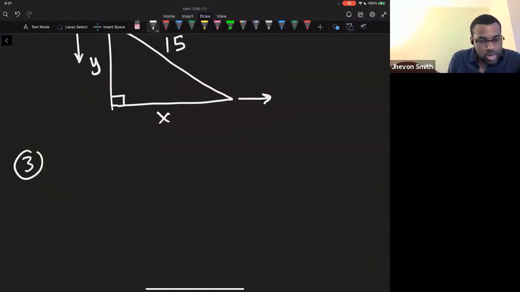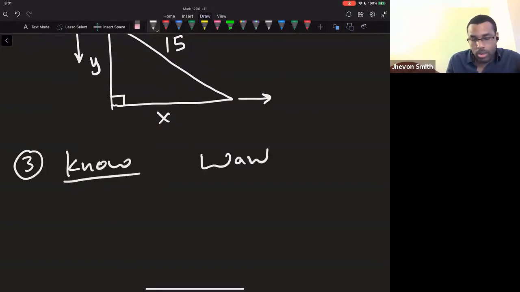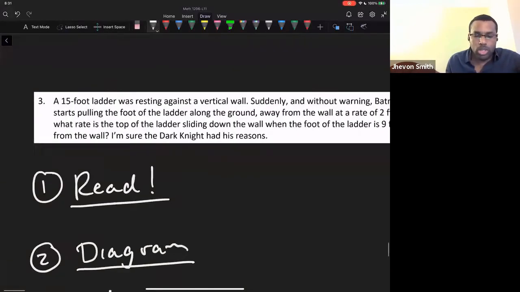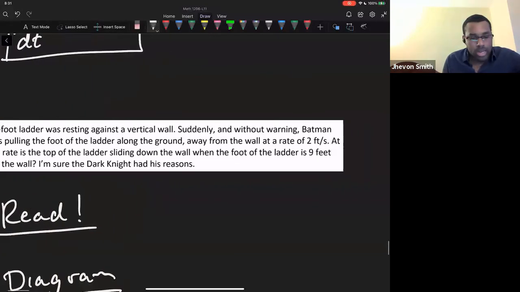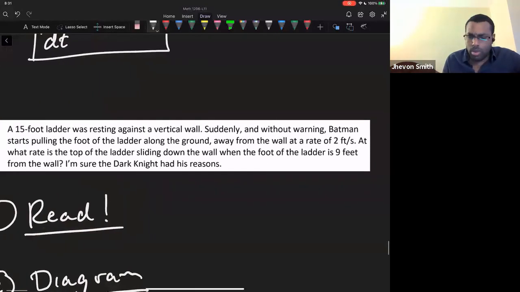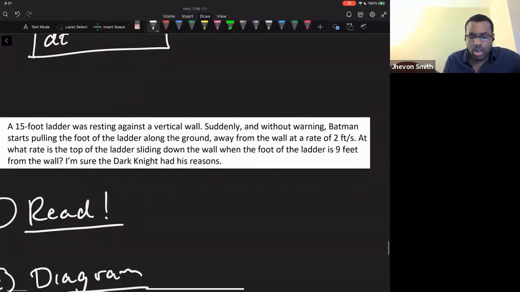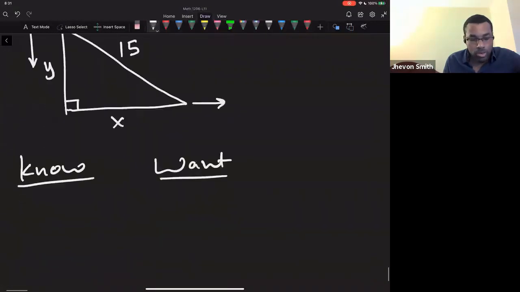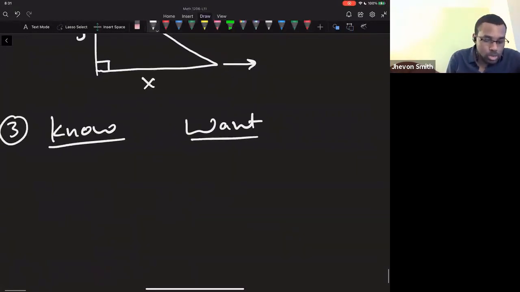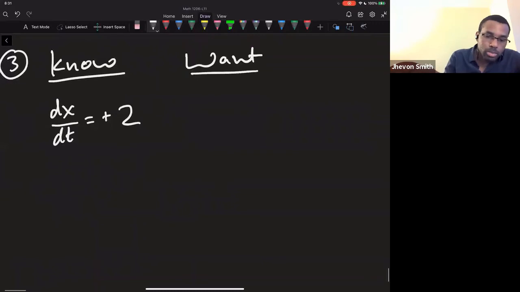Now we move on to 3. What do we know? What do we want? Okay, what do we know? I know that Batman is pulling the foot of the ladder along the ground away from the wall at 2 feet per second. So that means X is moving. So this means dx/dt is +2. And it's +2 because X is getting larger.